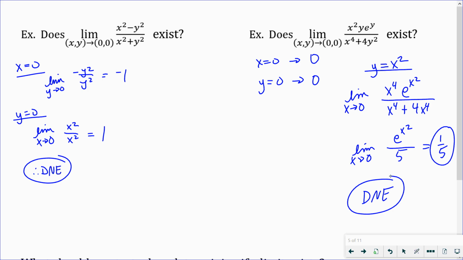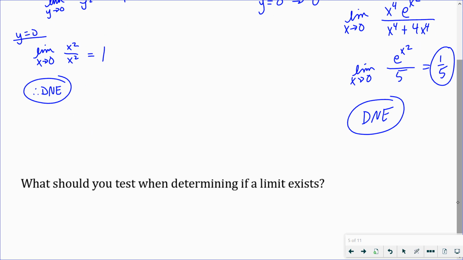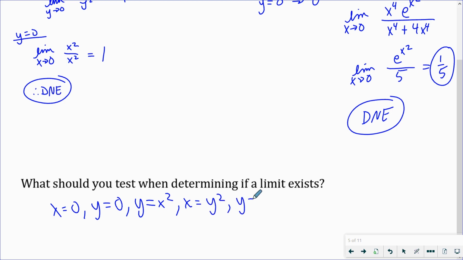No, you have to show. All right, now, there is another one that you can try. You can try coming at it at a line with any kind of slope. So you'll do that one as a last resort, but usually you'll get a DNE by the time you get there, so you don't have to worry about it. These are the ones you're going to test. You got x equals 0, y equals 0, y equals x squared, x equals y squared, and you got y equals x. So if you can test all those 5 and it's fine, then you go for it.